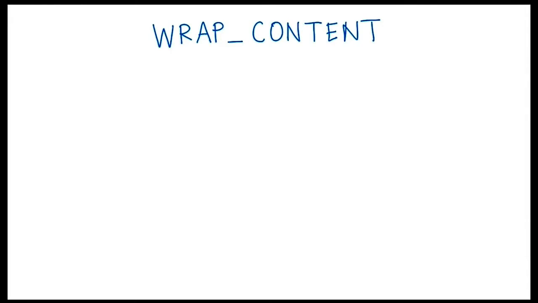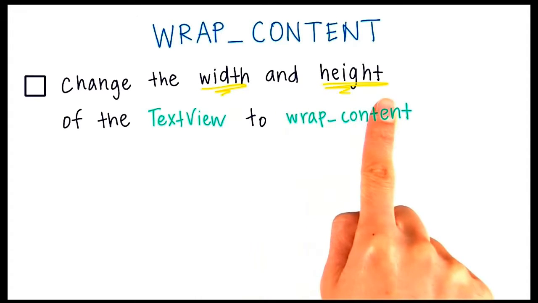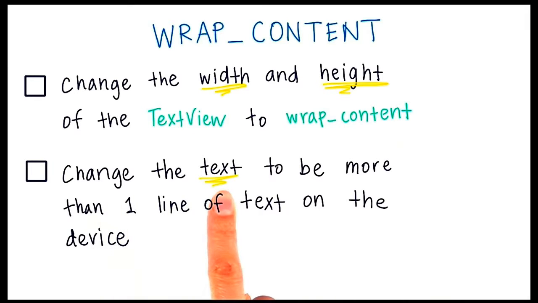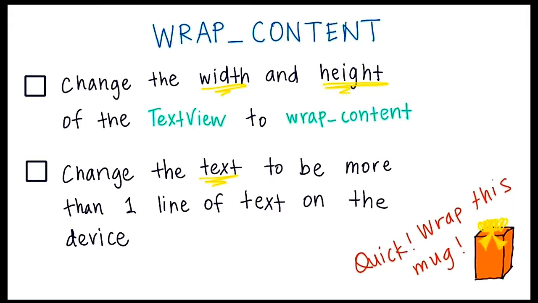Okay, it's time for you to practice now. We want you to change a couple things with the code. Change the width and the height of the text view to be wrap content. Then change the text to be a really long sentence or paragraph so that it displays more than one line of text on the device preview. You can even type out the full birthday song if you wanted. That's pretty long. The code to get you started is linked below.